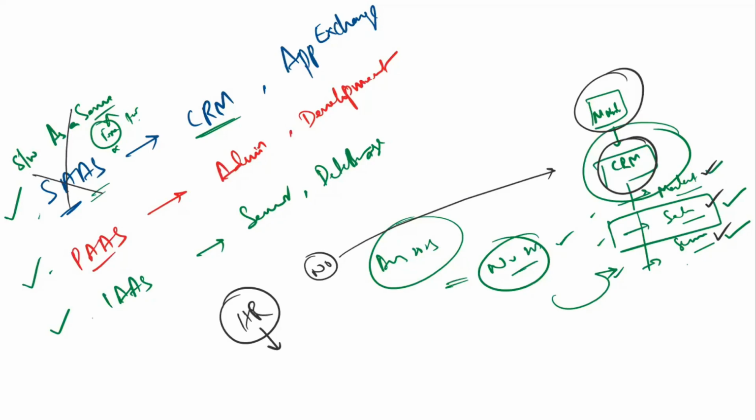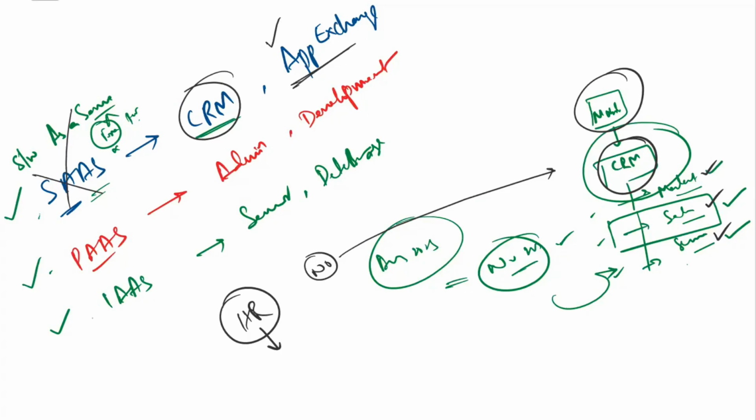Just think: whenever you purchase a mobile, by default you won't get a Facebook application, a LinkedIn application, or any banking application. If you want these applications, you have to go to the Play Store or App Store and download them. The same way, if you don't want to use this CRM, go to App Exchange, where a lot of pre-built applications are available. Whatever application you want, you can download it and use it.